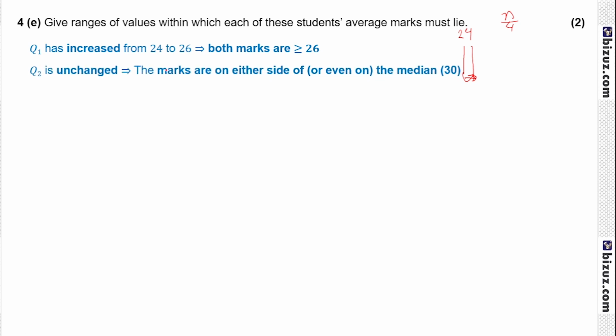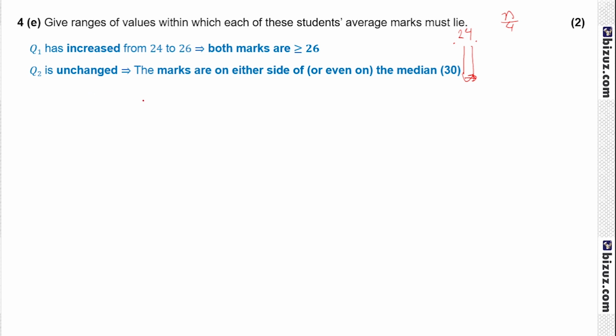Now Q2 is unchanged, and so that means that the marks are on either side, or they might even be equal to the median, which is Q2. This is pretty much the same as the discussion here. Why have I said that Q1 increasing means that the mark lies to the right? Well, if the marks lie to the left, then Q1 would have decreased. And if the marks lay on either side of Q1 or on Q1, Q1 would most likely have stayed the same. So none of those are what actually happens with Q1.